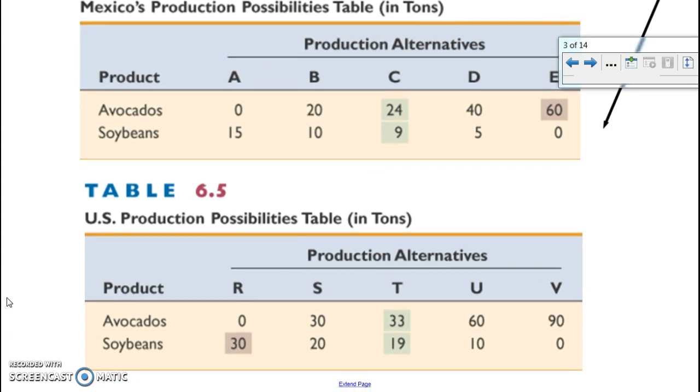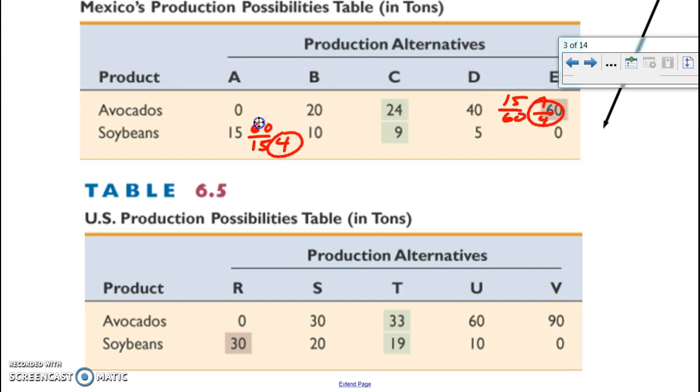So if Mexico specializes in producing soybeans, if they produce 15 units of soybeans, they have to give up 60, right, units of avocados to get the 15. And we're just going back and doing opportunity costs like we did a long time ago. Right, so their opportunity cost for soybeans is 4. Their opportunity cost for avocados is the opposite, right? It's 15 over 60, or 1/4.